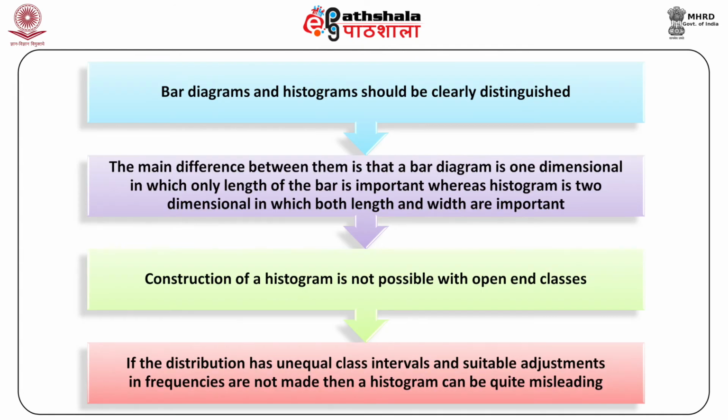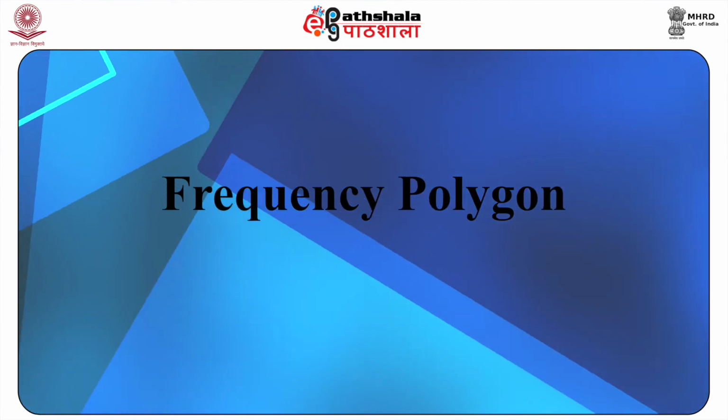It is important to distinguish bar diagrams from histograms. The main difference between them is that a bar diagram is one-dimensional, in which only length of the bar is important, whereas histogram is two-dimensional, in which both length and width are important. Construction of a histogram is not possible with open-end classes. If the distribution has unequal class intervals and suitable adjustments in frequencies are not made, then a histogram can be quite misleading.